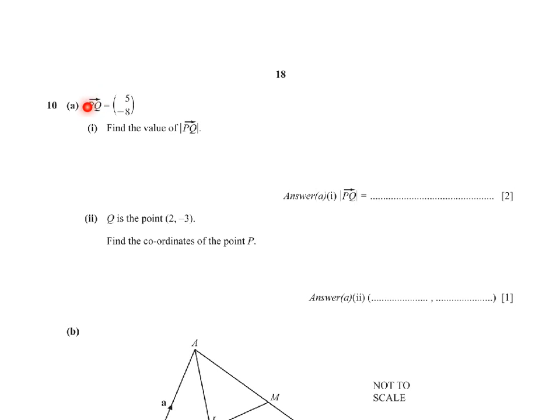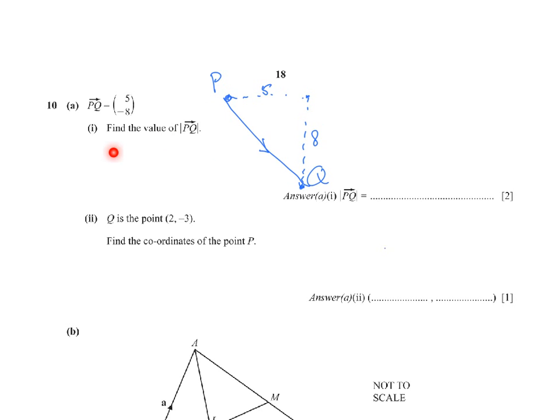So for instance, this one is PQ, and the direction is important as well for a vector. I give you a column vector 5, minus 8, so that means from P to Q, let's say if this is P, then Q will be 5 units to the right and minus 8 units up, so 8 units down, so Q will be there, okay? And then the direction is important. That will be 5, and that is 8.